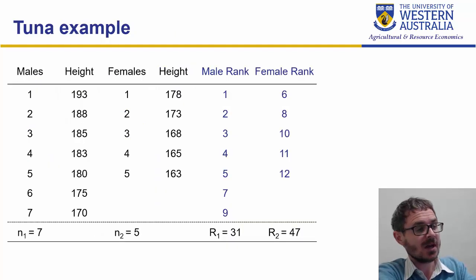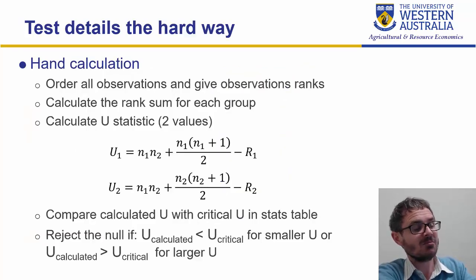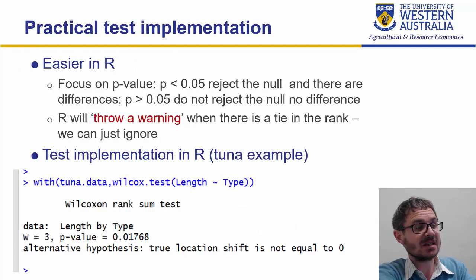So what does it do? Here's my data. I calculate the rank order of my data. I calculate the rank sum, so the sum of the ranks. That's my measure of variation. I then work through the critical formulas to calculate this test statistic. We don't do that. We just implement it in R.